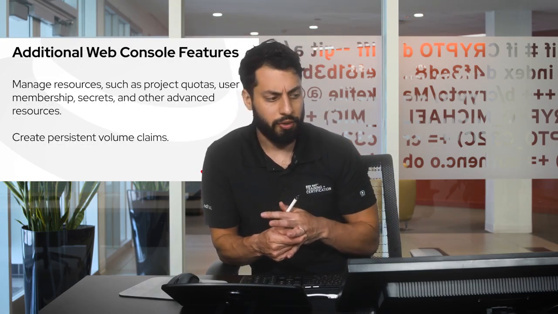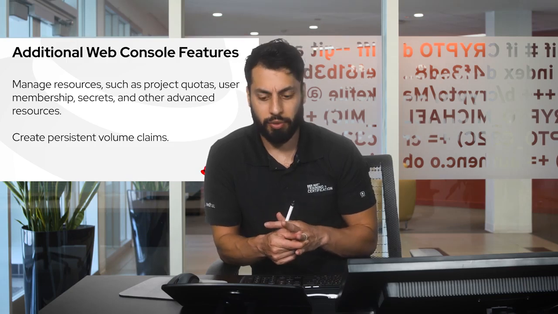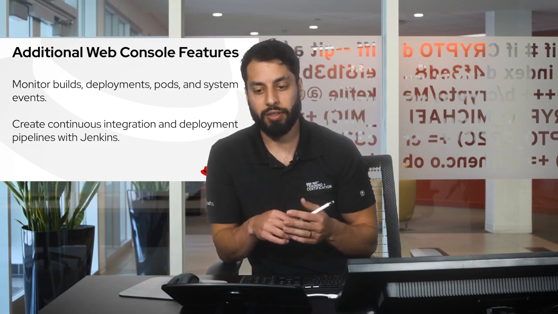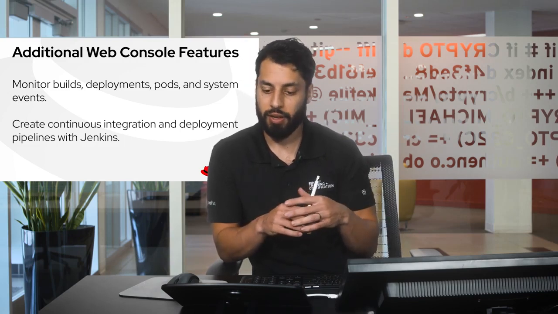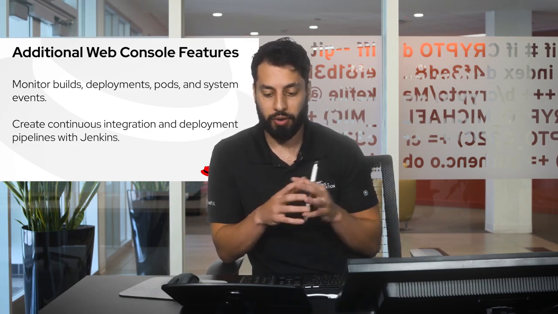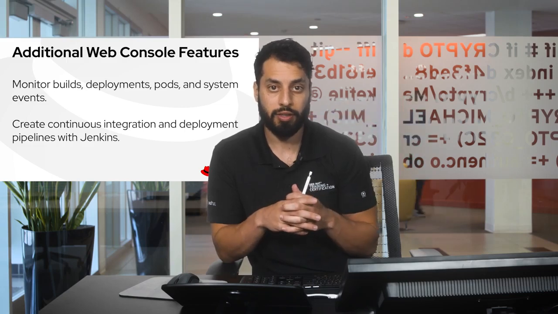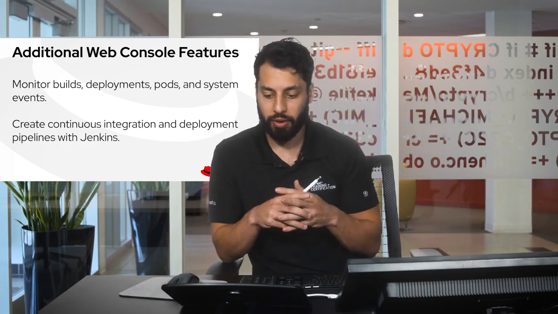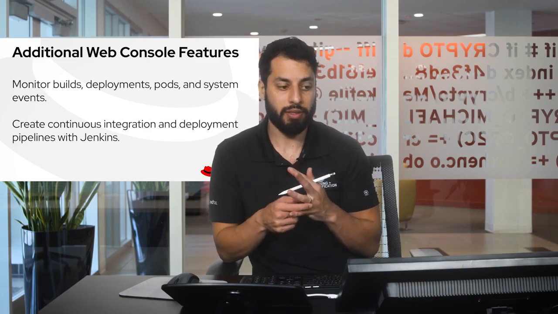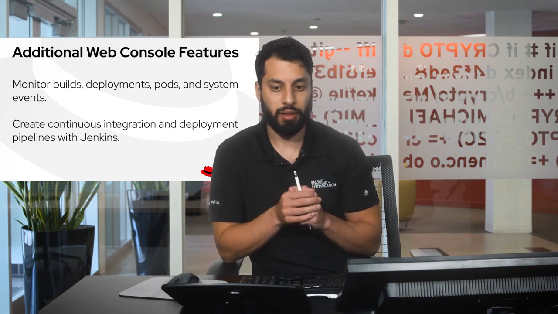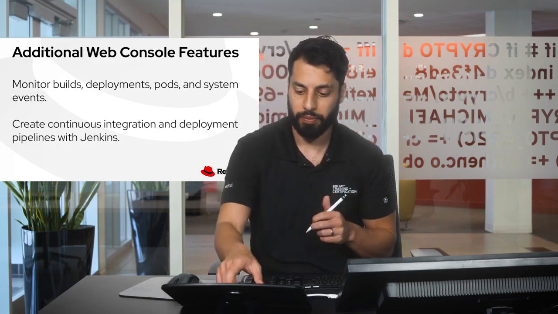Some other things that are really useful to do in the web console is that you can create and manage your persistent volume claims. You'll be able to monitor your builds, your deployments, your pods. You can track your system events, which will help you troubleshoot any issues you might have. You can create and integrate a continuous integration and deployment pipeline with Jenkins. You can also manage a lot of your secrets and config maps and things like that. Pretty much anything that you can do in the CLI, you're going to be able to do in the web console. So it's a very powerful tool.